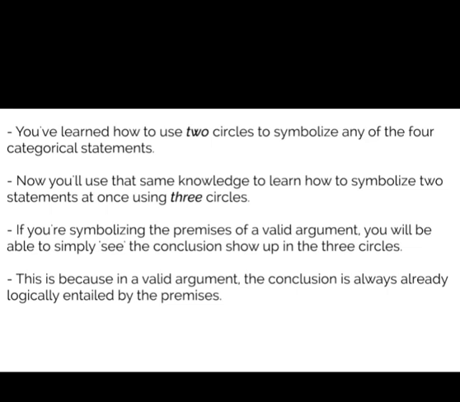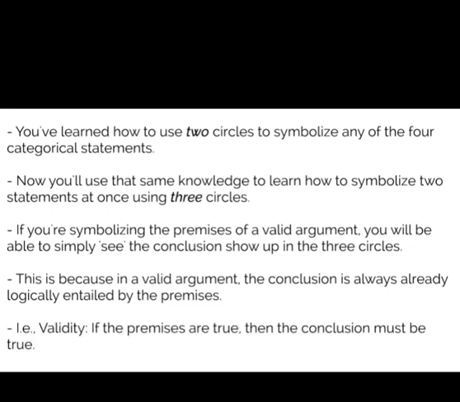Whereas before, in propositional logic, you have to think about this in a very abstract way. Here, if you understand the symbolism, you'll simply see the conclusion show up all on its own. Because, again, logical entailment is like that. It's already logically entailed by the premises. Because remember, that's what validity is, right? In a valid argument, if the premises are true, the conclusion must be true.